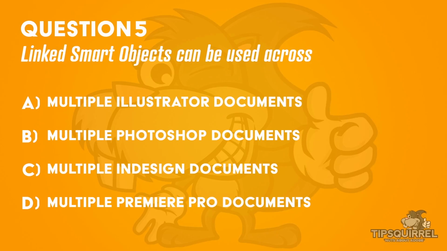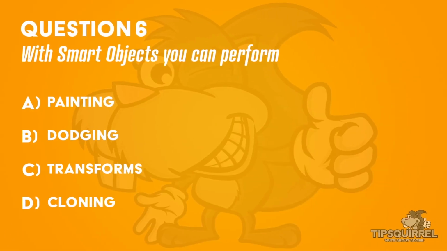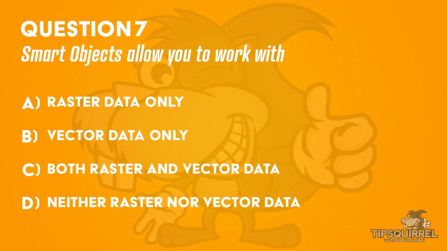And straight on to question number 5. Linked smart objects can be used across A, multiple Illustrator documents, B, multiple Photoshop documents, C, multiple InDesign documents, or D, multiple Premiere Pro documents. Question number 6. With smart objects, you can perform A, painting, B, dodging, C, transforms, or D, cloning. Question number 7. Smart objects allow you to work with A, raster data only, B, vector data only, C, both raster and vector data, or D, neither raster nor vector data.